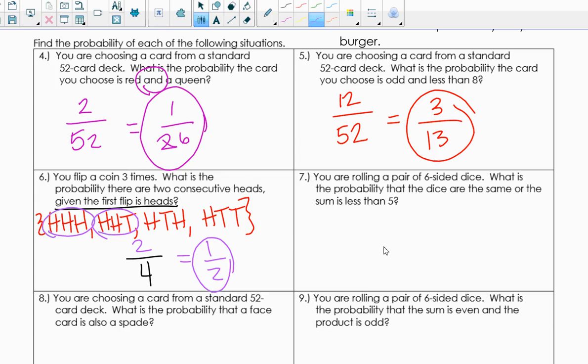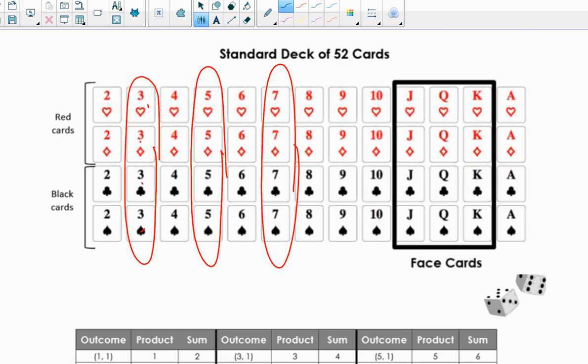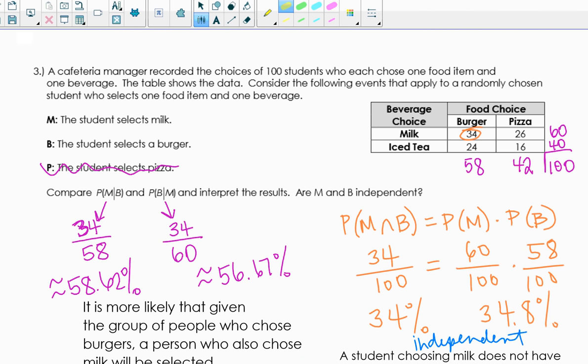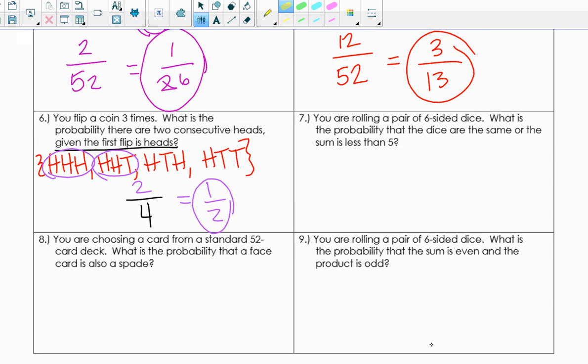All right, number 7, you are rolling a pair of 6-sided dice. What is the probability that the dice are the same or the sum is less than 5? All right, so the dice being the same, I'm going to highlight here, is all of my doubles. So I know there are 6 of those at least. And it is doubles, or the sum is less than 5.